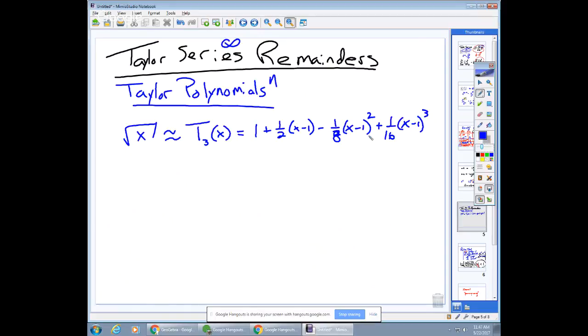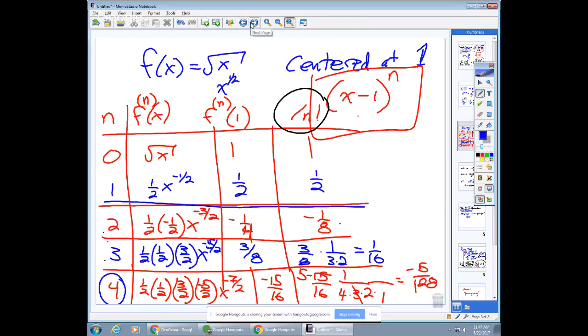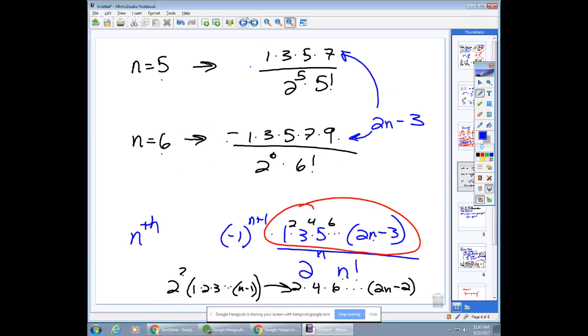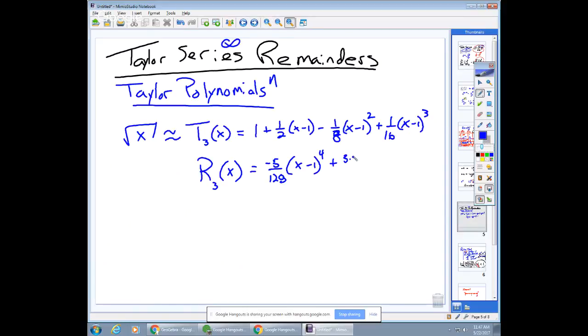So here's the Taylor polynomial. Now, with any Taylor polynomial is a remainder polynomial. So the third remainder polynomial picks up after this one ends. And so for us, let's see, what did we calculate? The next one was the 5 over 128. Yeah. So the third remainder would be negative 5 over 128 times x minus 1 to the power 4 plus, let's see, did we calculate the fifth one? We didn't calculate it. So it's 3 times 5 times 7, 2 to the 5th, 5 factorial. And this reduces a bit, but you get the point.